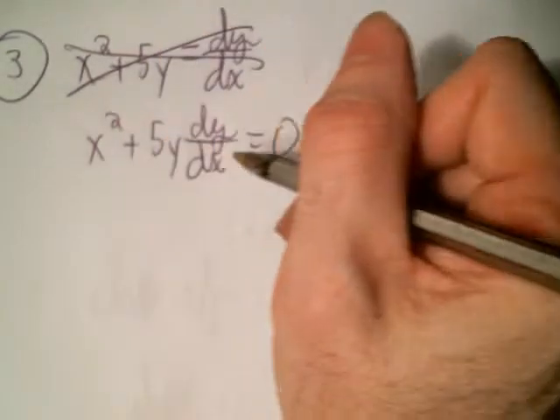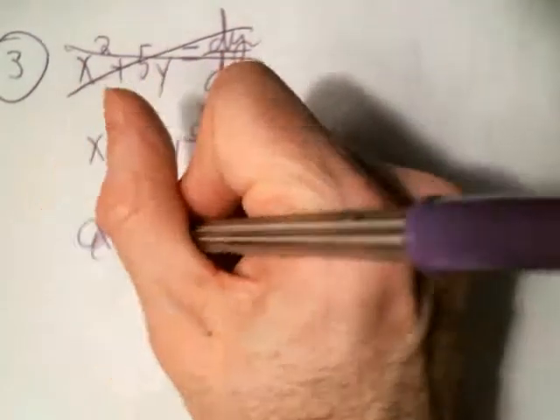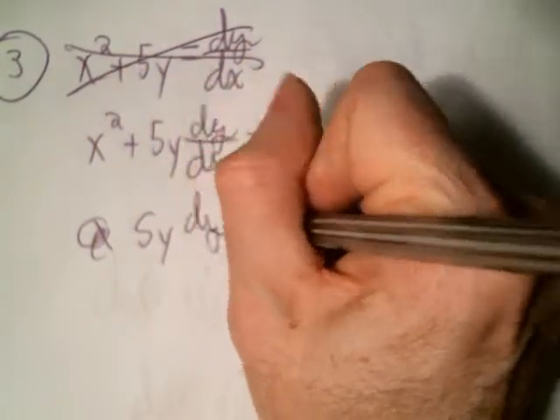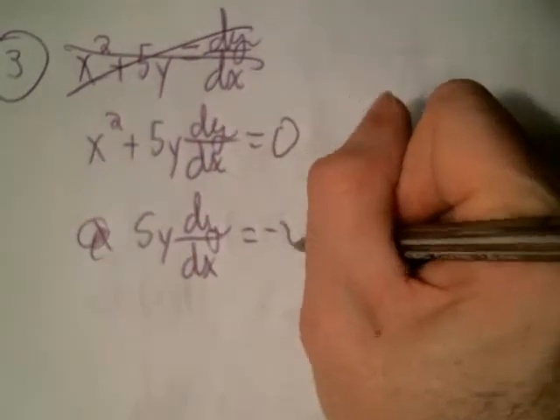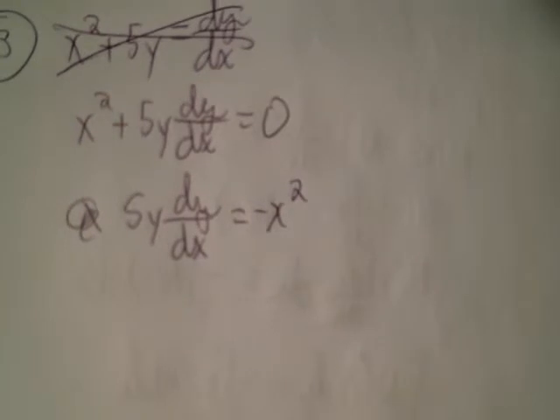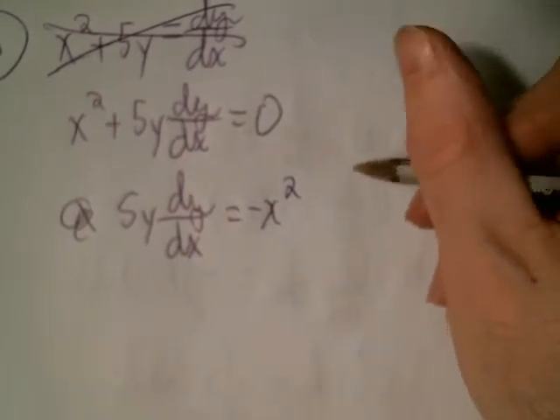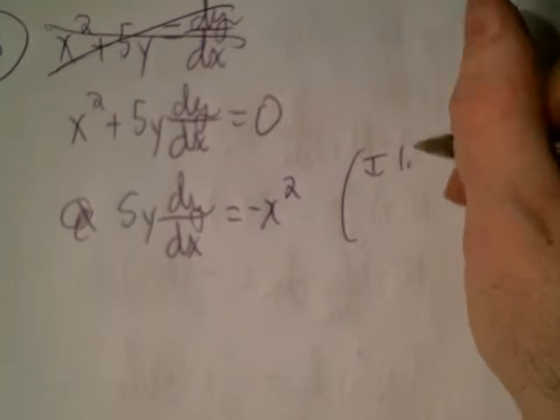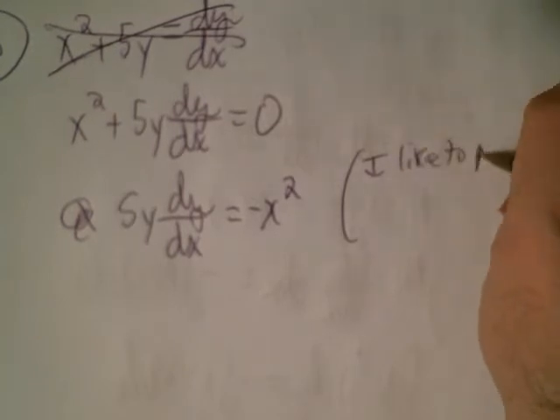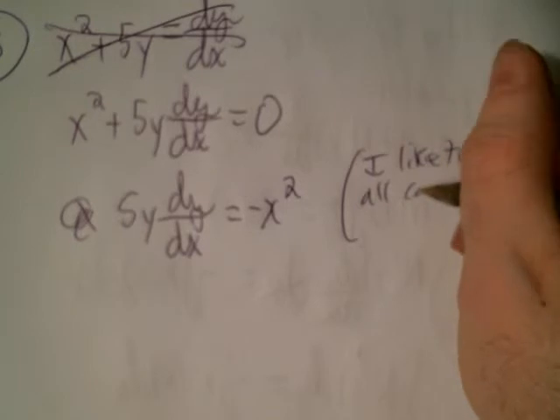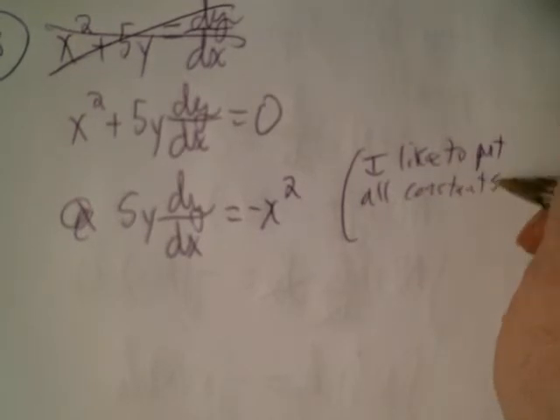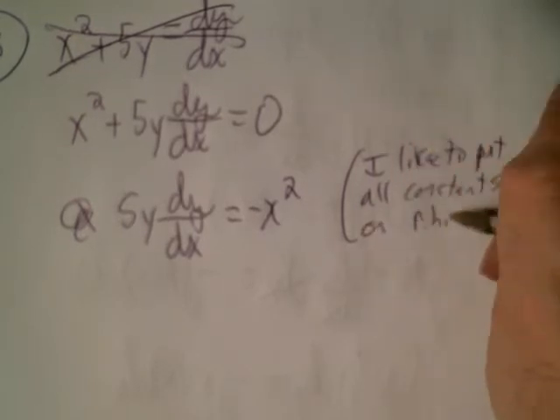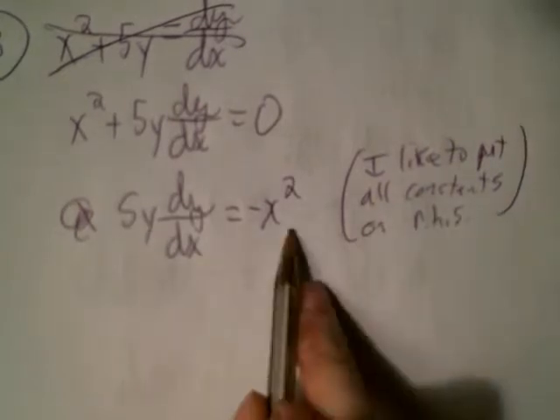Okay, so I'm going to try to solve this thing. I'm going to get the x squared over, and I'll have 5y dy over dx is negative x squared. I like to put my constants on the right side. You don't have to do that, but I like to put all constants on the right-hand side. Okay, so I'm going to move this 5 over to here. I'm also going to move the dx over to there.